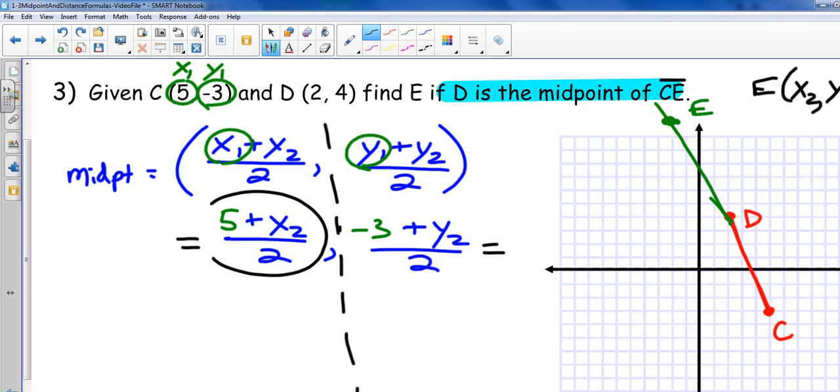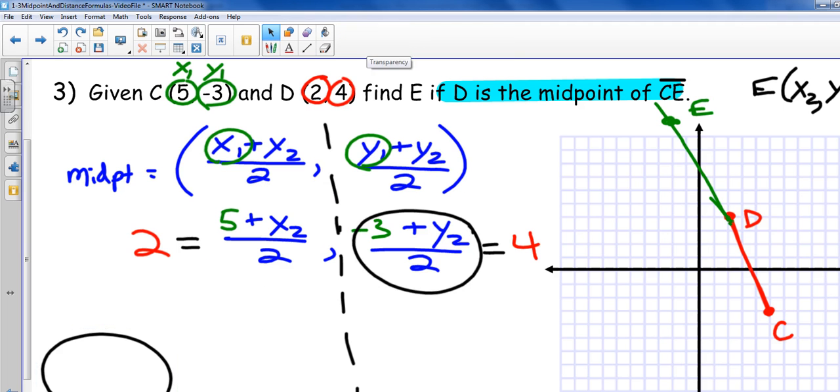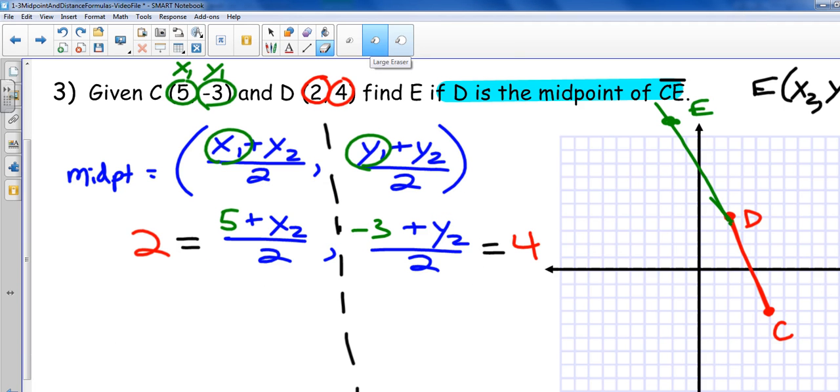This quantity right here is the x value of my midpoint. And you know that the midpoint is point D. So you know the x value of the midpoint, point D, is actually 2. That quantity has to equal 2. Likewise, the quantity negative 3 plus y2 divided by 2 is the y coordinate of my midpoint, so it has to equal 4. So I'm going to set that equal to 4. And if we get rid of these circles, we really don't need those anymore. We're left with two nice equations here that we can solve.